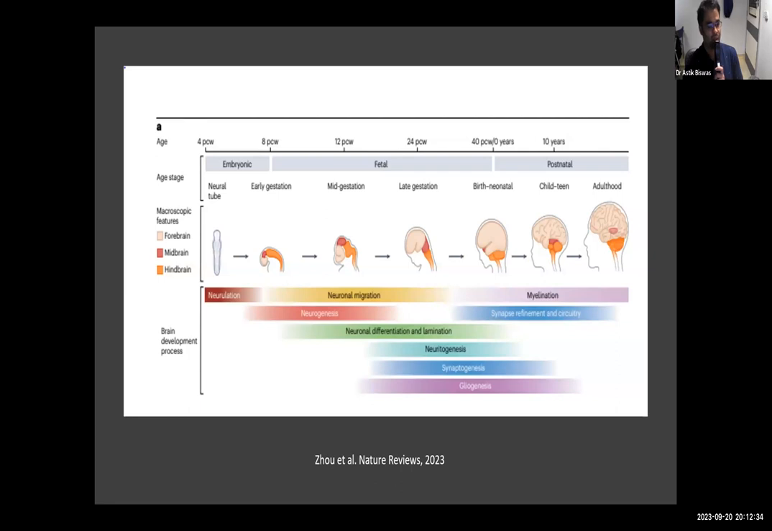So the process of cortical development begins as early as the fourth week of gestation when the neural tube is closed. So that's when neurulation and neurogenesis occurs. And then a few weeks later, you can see neuronal migration occurs between early to late gestation periods. And a lot of these processes show a fair amount of overlap. So this is just important to keep in mind at this stage.